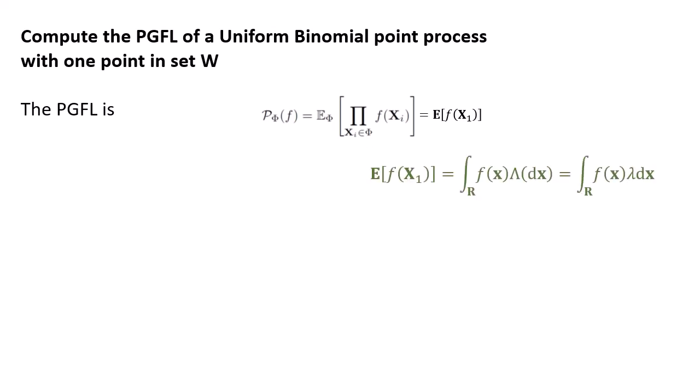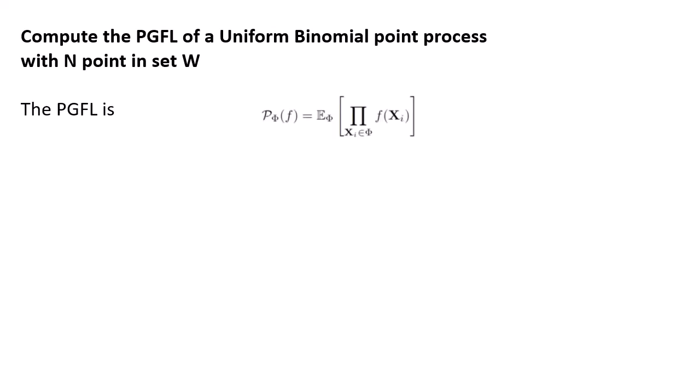Now this we have already computed in the past. E of f(x_1) is given as the integration of f(x) lambda dx. So if I put that, that will be my PGFL. Now let us extend this to compute the PGFL of a binomial point process with n points in domain W.